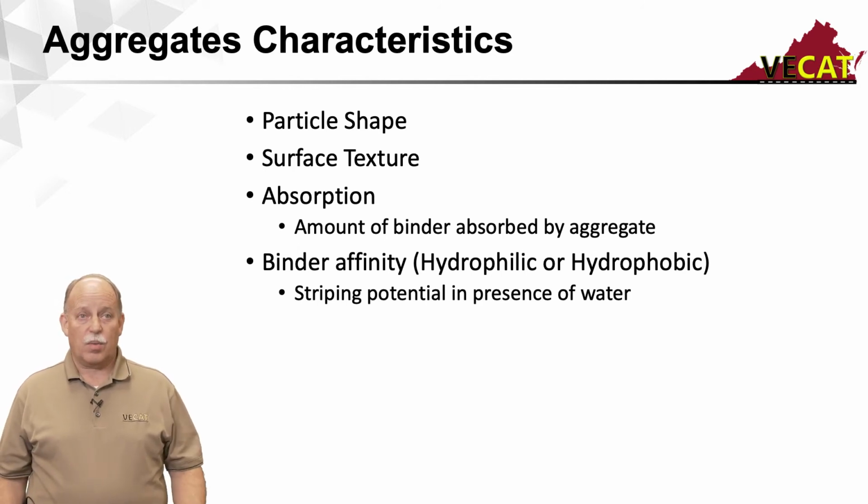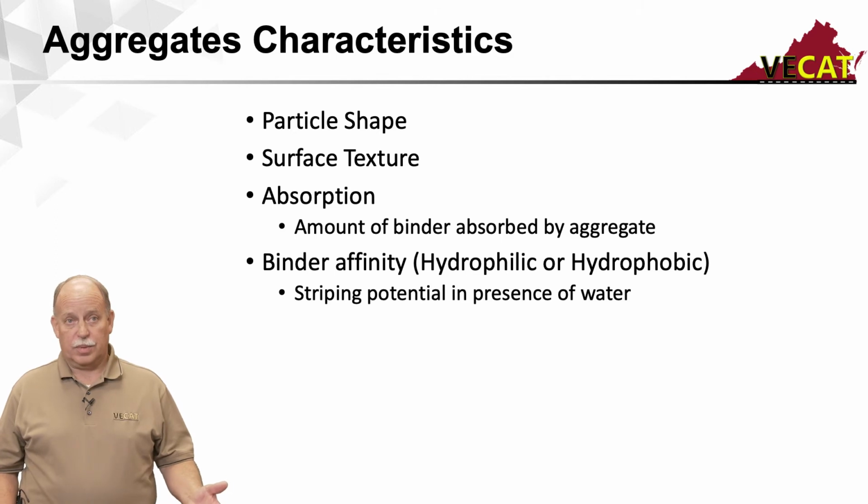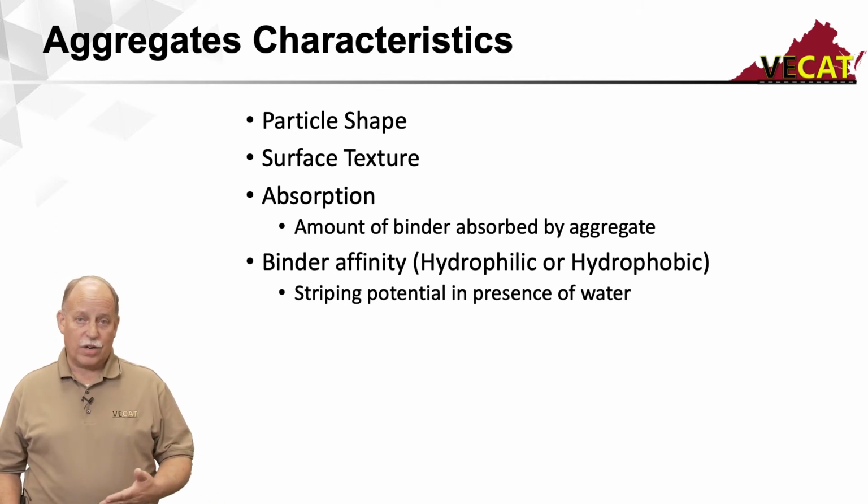We have to have proper amount of absorption. The amount of binder that's absorbed in that aggregate is your absorption, and you need a certain amount so that you again get a good bond, but you don't want too much, so that that aggregate is absorbing way too much of that liquid asphalt.